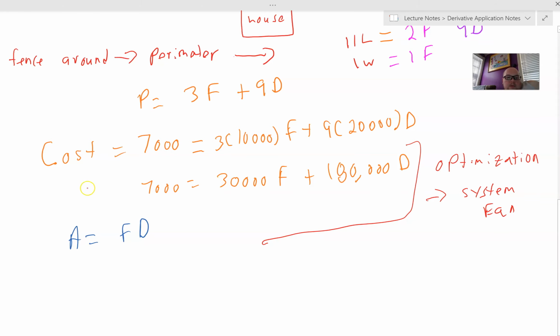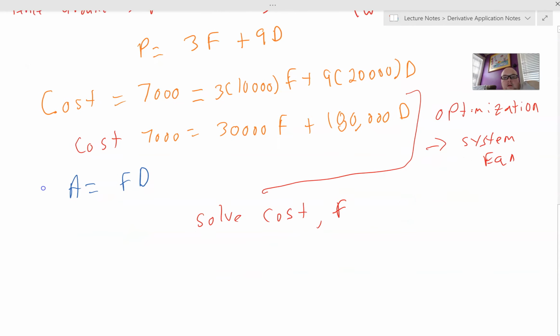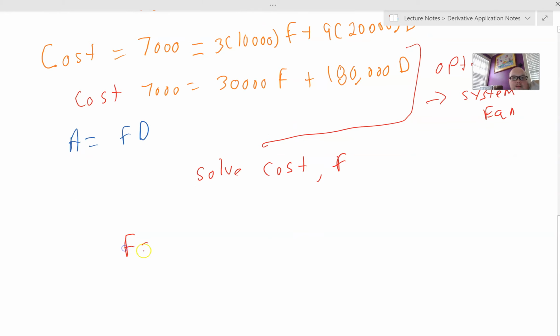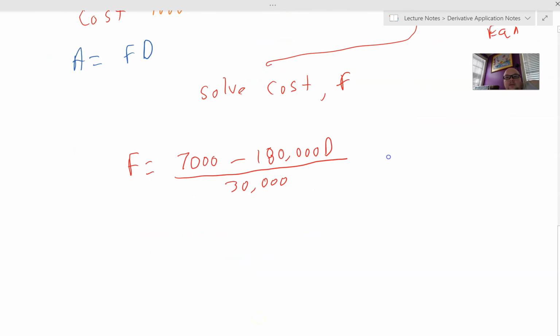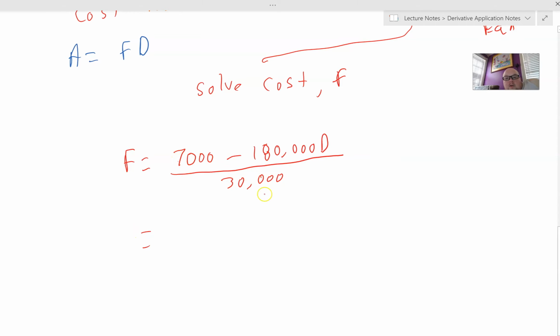So, we know this is our cost. So let's solve cost for F. Alright. So when we do that, we're going to get F is equal to 7,000 minus 180,000 D all over 30,000. Now, yes, you can reduce this down, which I would recommend to try to make this a little simpler on yourself. So 7,000 over 30,000, well, that just becomes 7 thirtieths minus, and then 180 divided by 30,000 will just be 6D. All right.